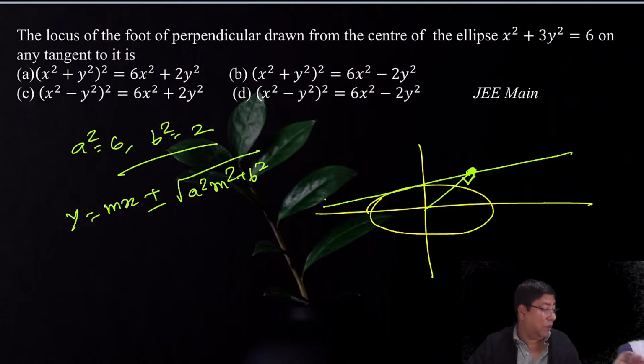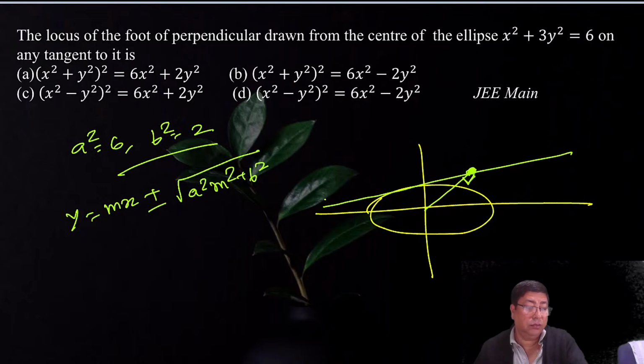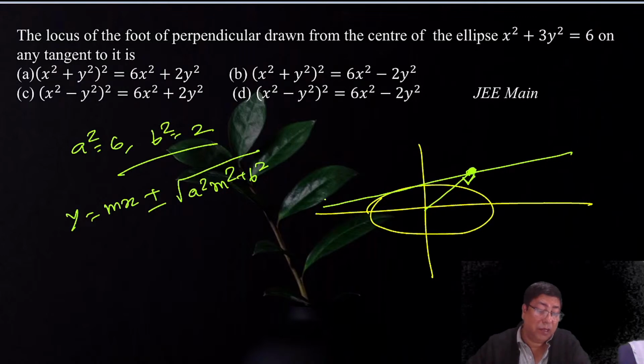Those who can remember this type of theories can solve the sum in 1-2 lines. Otherwise, you have to work the sum out. Always it is not possible to remember all the theories, but once we remember them, it becomes easier for us to solve the sum. So y equal to mx plus or minus root over a square m square plus b square.